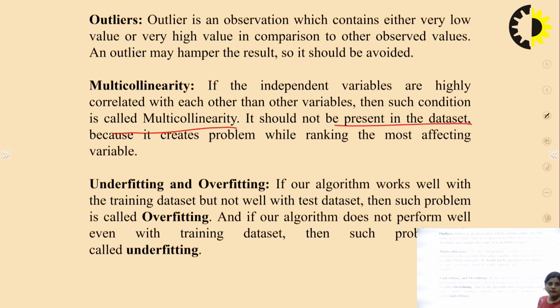Now, what are underfitting and overfitting? If your algorithm works well with the training data set but not well with the testing data set, then such a problem is known as overfitting. It means if your algorithm is giving 100% accuracy over the training data set, but when that algorithm is tested with the testing data set it gives an accuracy of only 50%, then that condition is known as the overfitting problem.